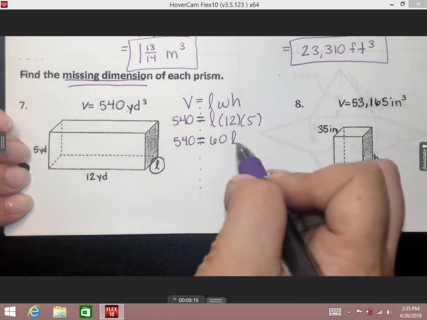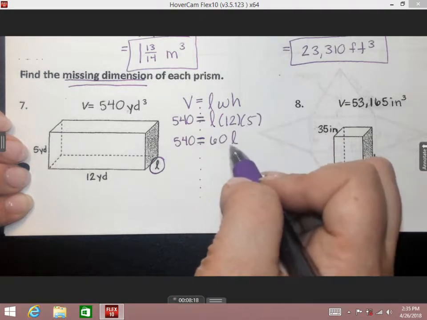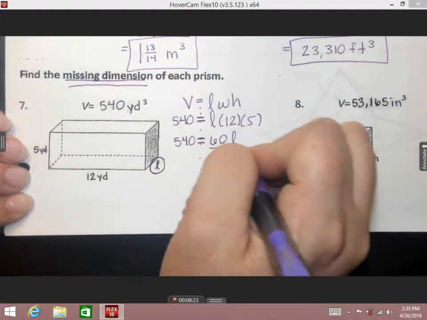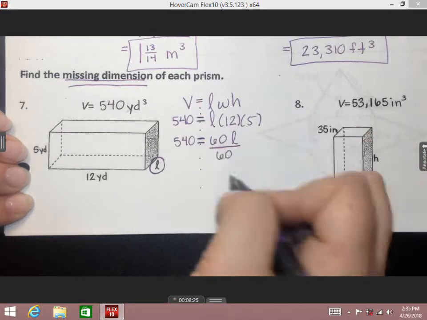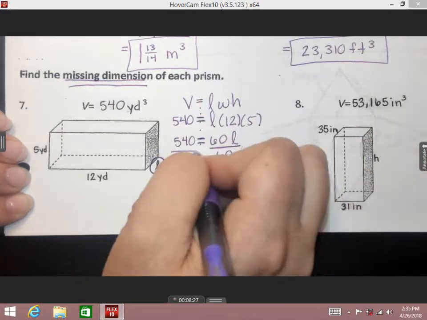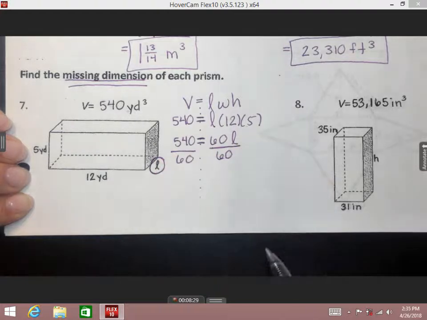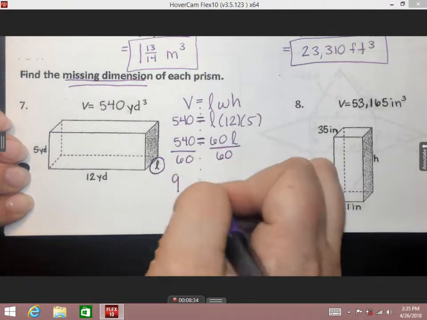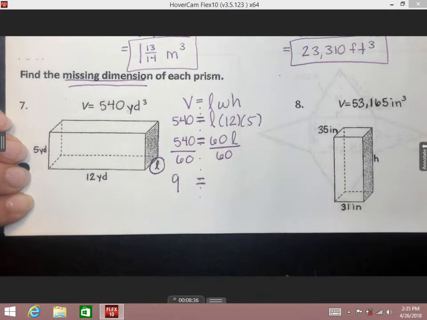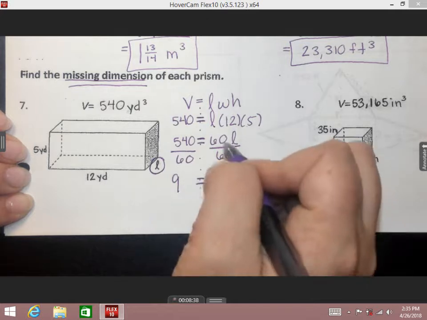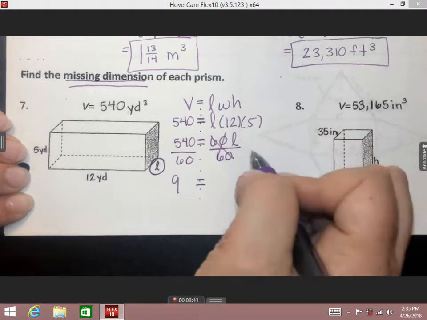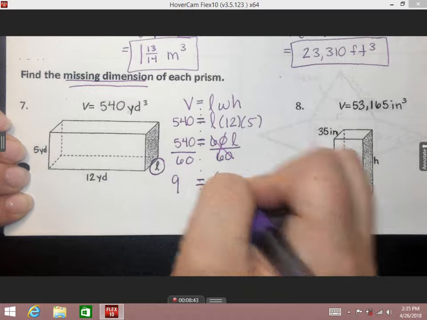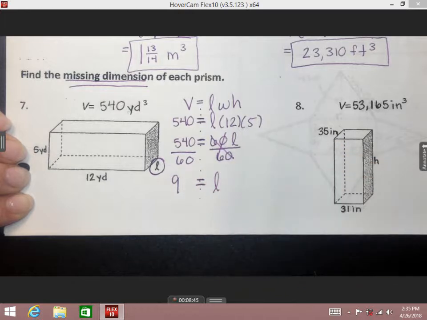Since L has a 60 in front of it, remember, this is multiplication. To get rid of something, you're going to do the opposite. The opposite of multiplying is to divide. And if I divide by 60 on one side, I must divide by 60 on the other. 540 divided by 60 here gives me 9. Keep my equal sign on that dotted line. 60 and 60 would just give me 1 L, which is just L. So we just mark out the 60 divided by 60 to cancel it and bring down our L.